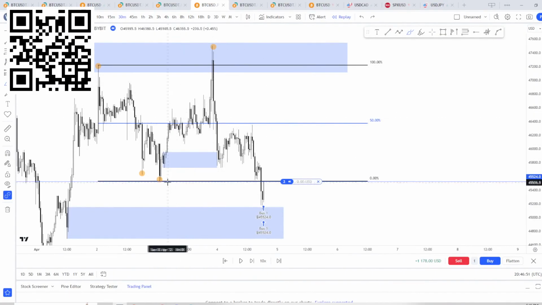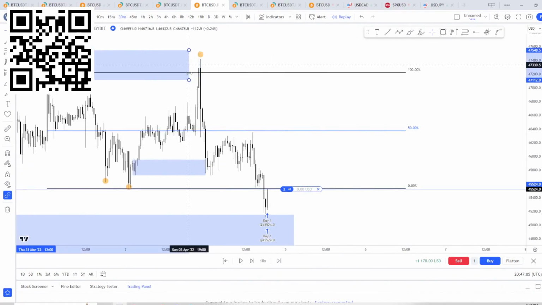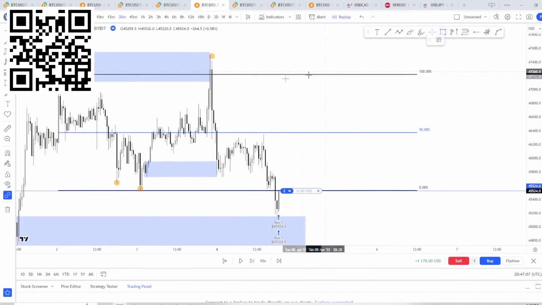Otherwise, this doesn't work. So we know we broke structure on the more important structure drawing, but we also broke structure on these points as well. Fractal, internal, swing. You got all three breaks here. That's excellent. So now let's see if we have a supply zone to even short. Well, I can see one now. And it's actually part of a supply chain as well, which is even better. You're going from supply to supply.